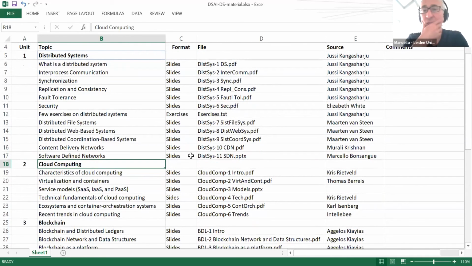So cloud computing. First, we try to give an introduction to what cloud computing is in general. Here we use slides from one of our teachers, Chris Rietveld from Leiden University. We try to define what it is, and there are important concepts described below. That is virtualization, the fact that you have virtual services, and also the difference between virtualization and containers in general.